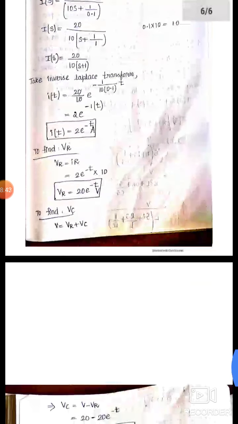Now we are going to find the voltage across resistance value. So V is equal to i into R. Substitute the i value and R value. So i value 2 into e power minus t into R value 10. Therefore voltage across resistance is equal to 20 into e power minus t. Unit is volt.